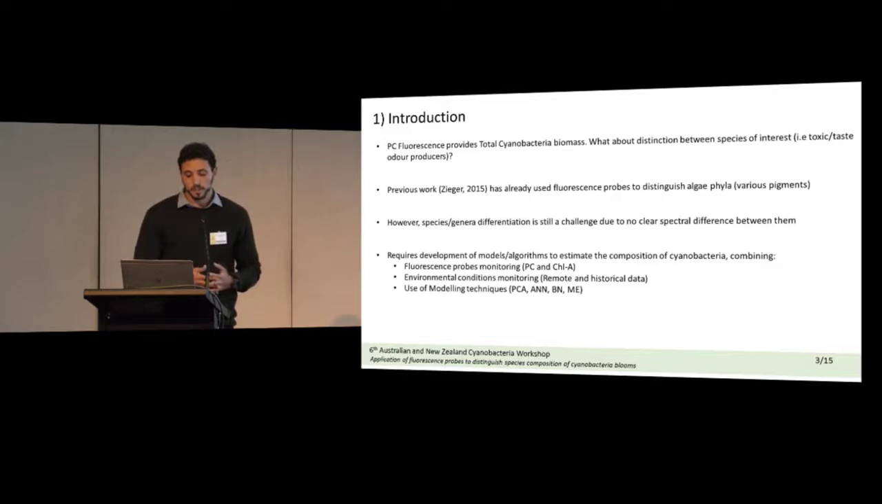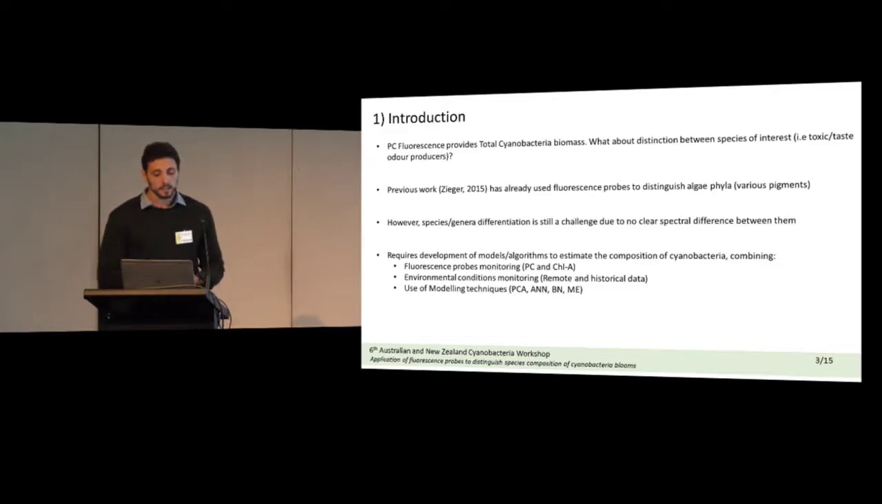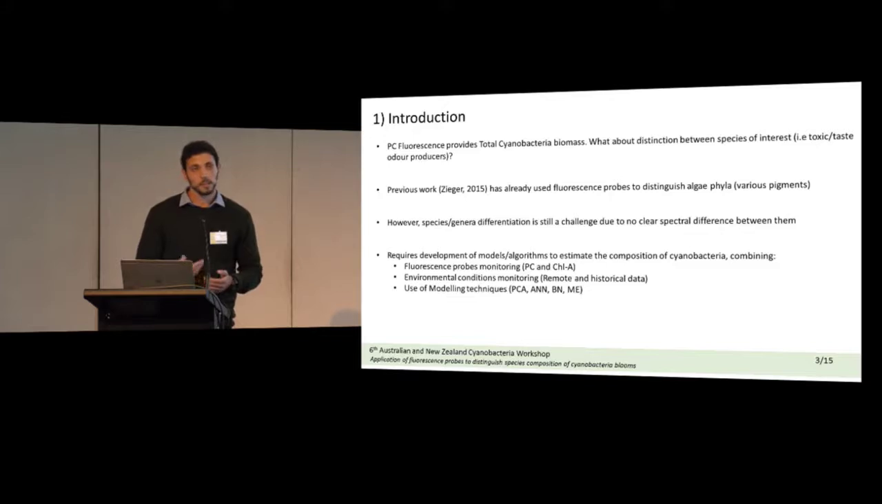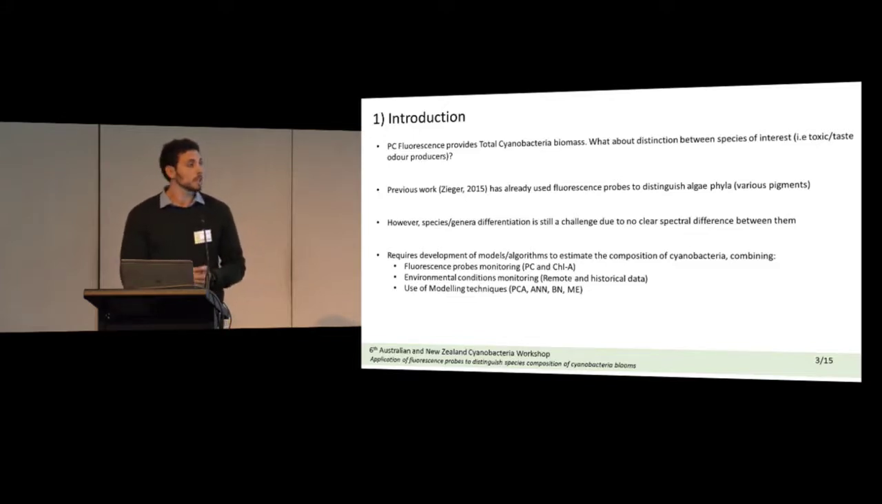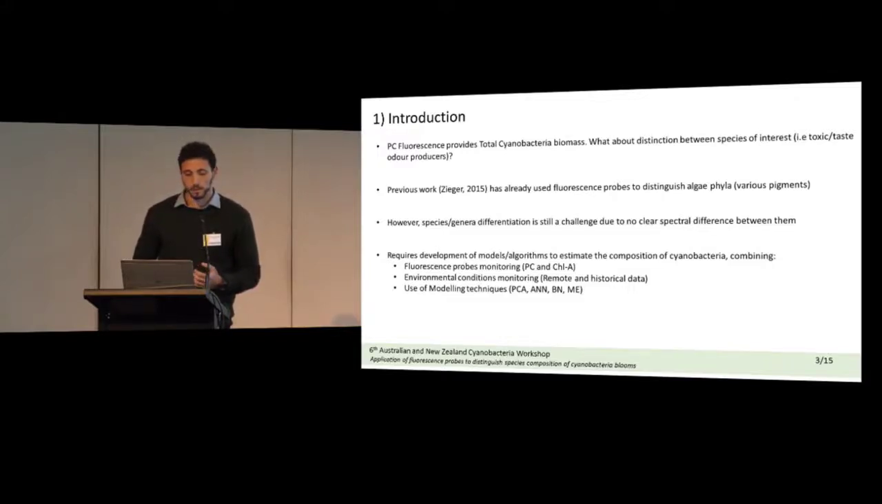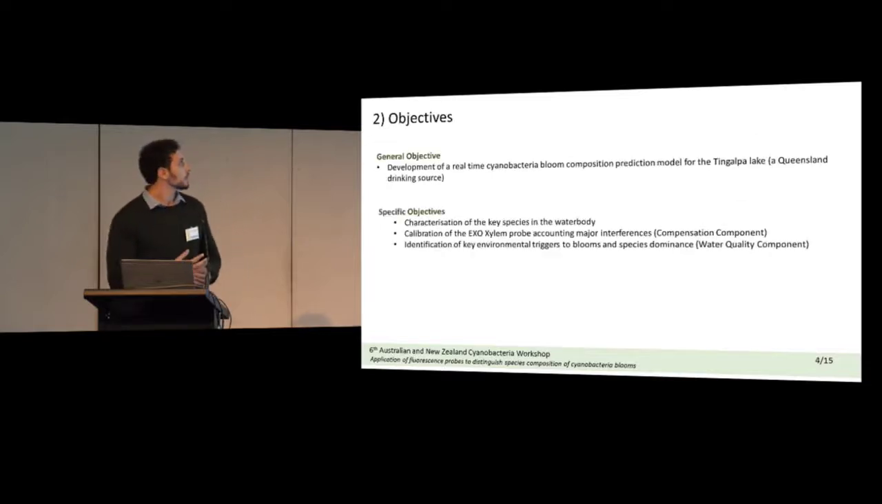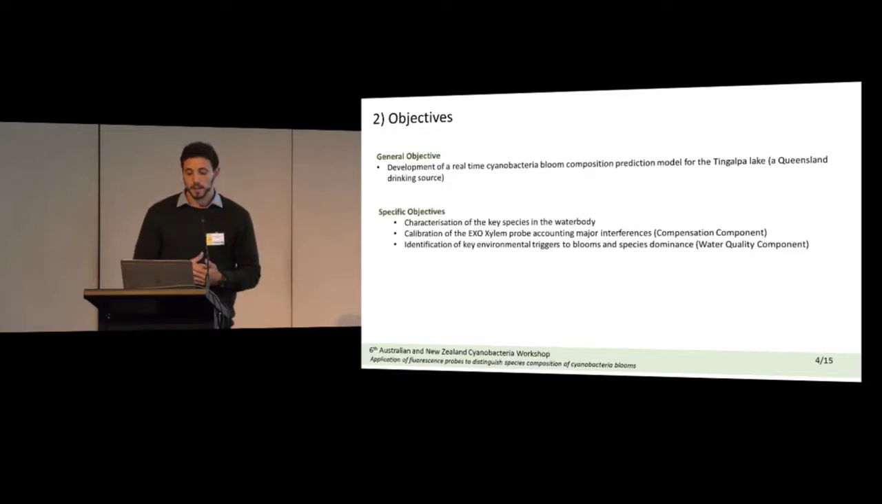in modeling, using modeling techniques such as principal component analysis or artificial neural networks, Bayesian networks, maximum entropy models, in order to try to find correlations of patterns of appearance of certain species according to scenarios, and then try to develop a model based on the fluorescence probes to distinguish species. So it's within this context that my PhD will be placed, and will have as main objective the development of a real-time cyanobacteria bloom composition model.